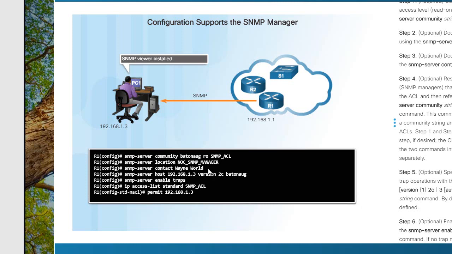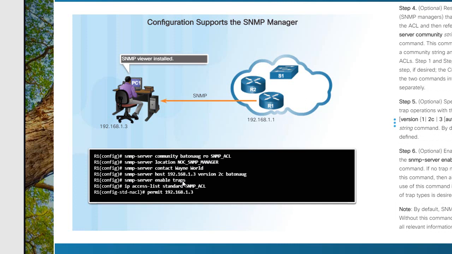And if you have a host set up to receive traps messages, then you're going to come down here, SNMP server enable traps. Okay. Then you'll define who has access to SNMP with an access list that you create down here. So IP access list, SNMP blah, permit, I believe it should say permit host 192.168.1.3, or at least have a wildcard mask out there, but that's not what they have here.